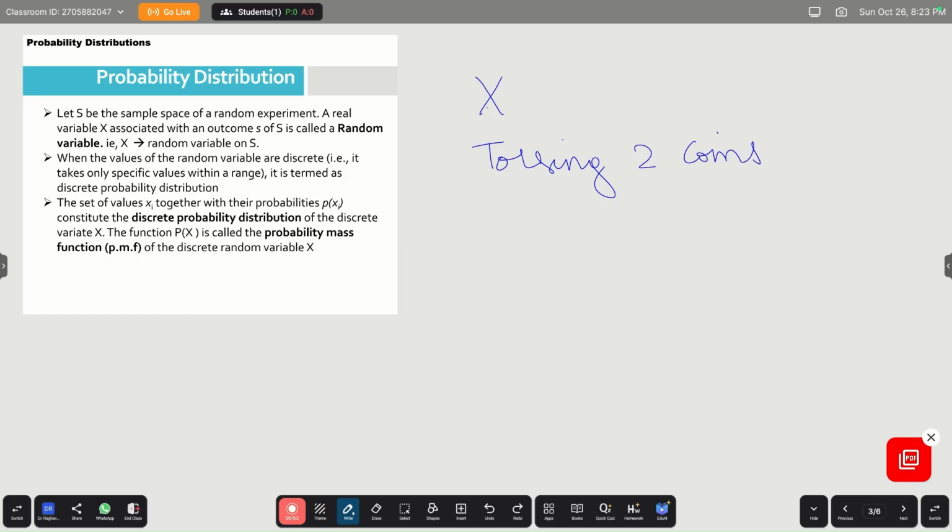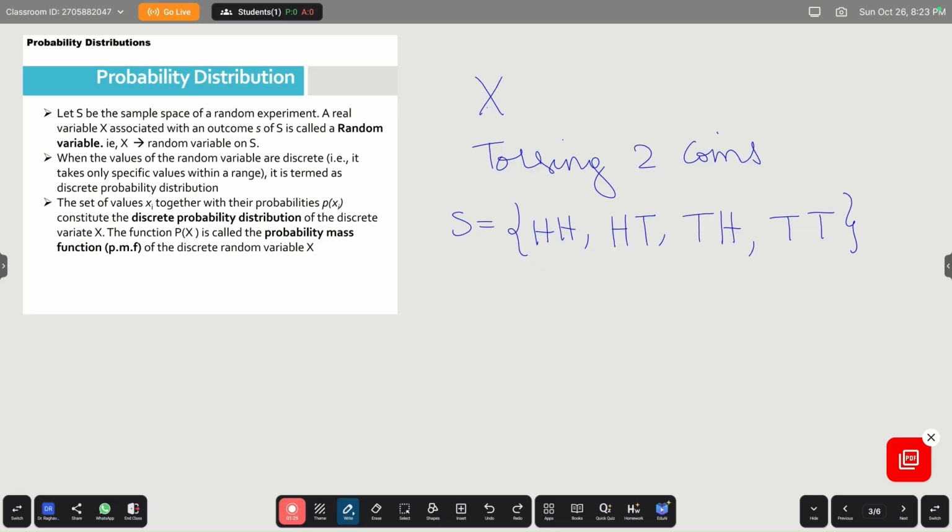If you toss two coins, there are four outcomes. What are the four outcomes? Both the coins may show heads, HH. First coin may show head and second may show tail. This is the second case. Or one more case: first coin may show tail and second may show head. And finally one more case where both the coins show tails. So these are the four possible outcomes of this random experiment.